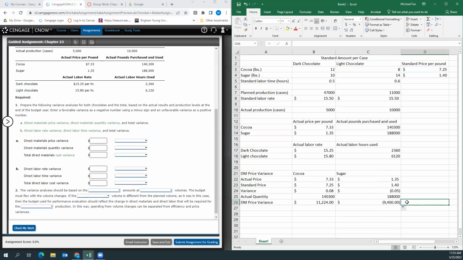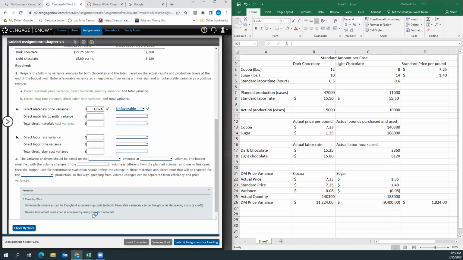To find the total direct materials price variance, we just do the sum of the direct materials price variance for each direct material, cocoa and sugar. So overall, we had a $1,824 unfavorable direct materials price variance. Or in other words, we spent $1,824 more than what we planned to spend.